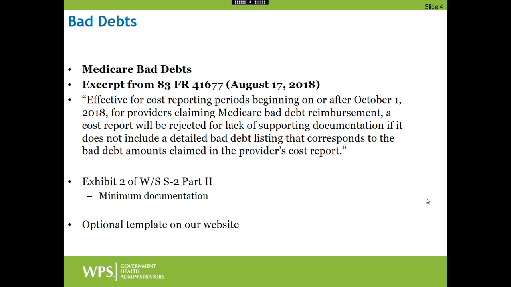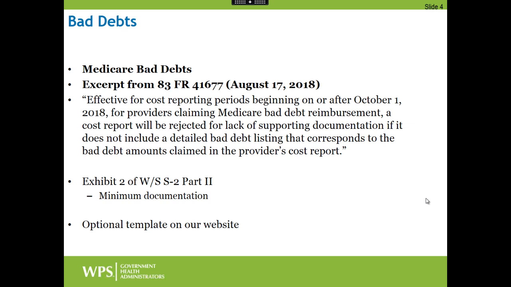But again, the big difference now is that it's now a rejectable item if it's not submitted at the time the cost report is submitted. And the other thing I want to mention is that Exhibit 2 is just minimum documentation. Now, as a provider, you can submit a listing. You don't have to use their actual form. You could submit an Excel spreadsheet. Maybe it has more columns than what is included, but that Exhibit 2 is the minimum.